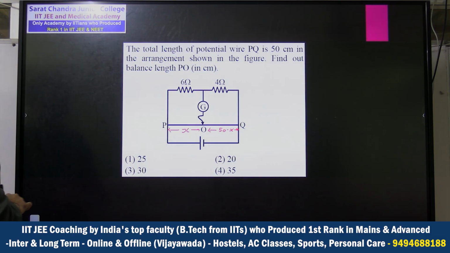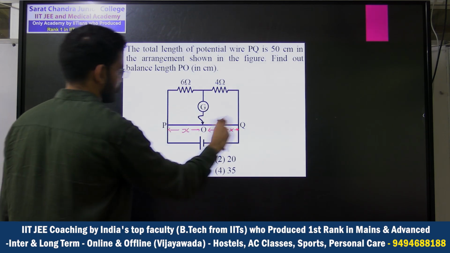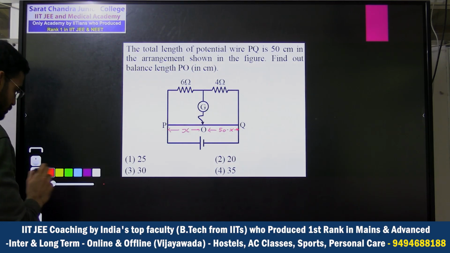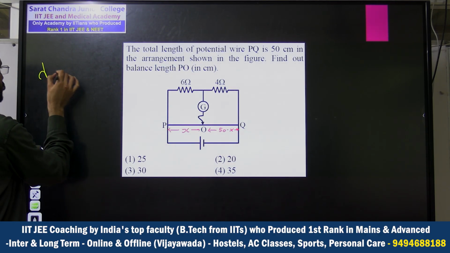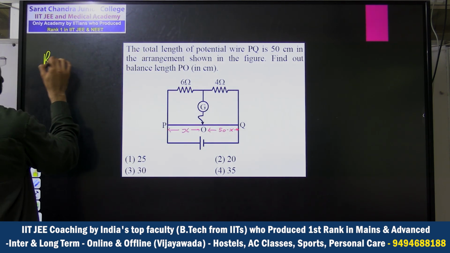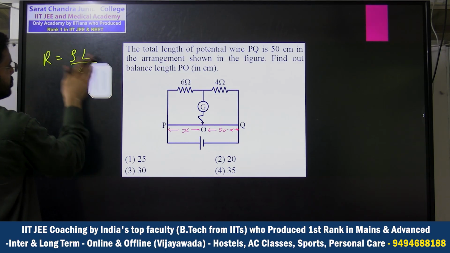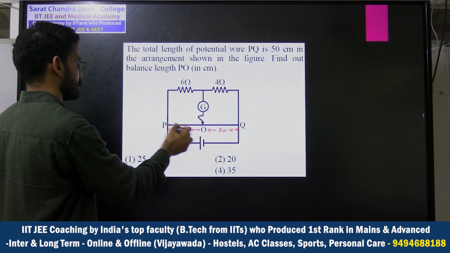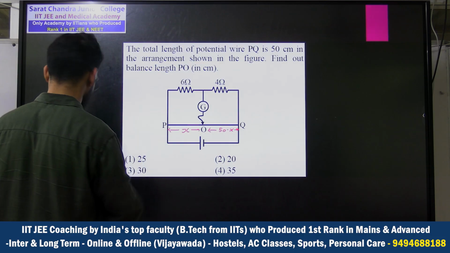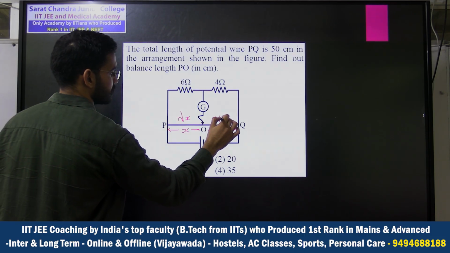Now if this is showing 0, balanced, that means here resistance, like you can say lambda, you have to assume, which we already defined. But those who have not studied, lambda is resistance per unit length. Like resistance you say rho L by A, so here resistance per unit length you define as rho by A. So here resistance will be lambda into X, and here lambda into 50 minus X.